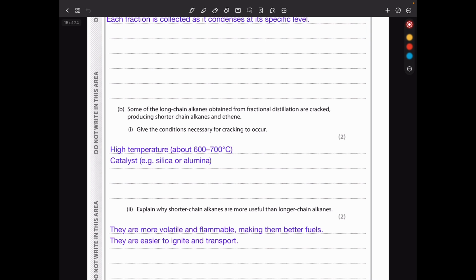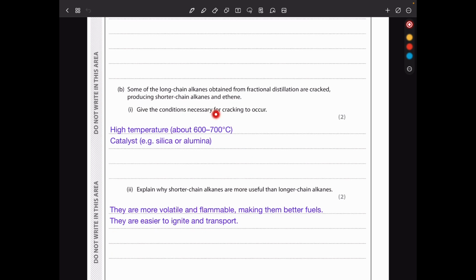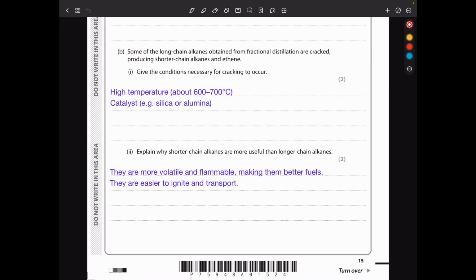Then part B, some of the long chain alkanes obtained from fractional distillation are cracked, producing shorter chain alkanes and ethene. Give the conditions necessary for cracking to occur. For cracking, we need high temperatures between 600 to 700 degrees Celsius, and we need a catalyst which could be silica or alumina. Then explain why shorter chain alkanes are more useful than longer chain alkanes.